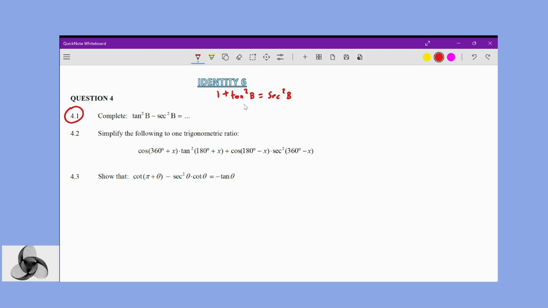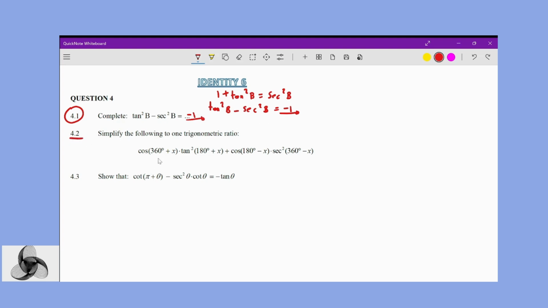So when you rearrange this formula to look something like this, that's when you will get the answer. If you keep tan squared b on the left hand side, and then take sec from the right and bring it to the left, it becomes negative sec squared of b. What is it equal to? Take this positive 1, bring it to this side of the equation, it becomes negative 1. So therefore, tan squared of b minus sec squared of b is equal to negative 1. That's what you are supposed to do there. You just rearrange one of the square identities in your formula sheet.